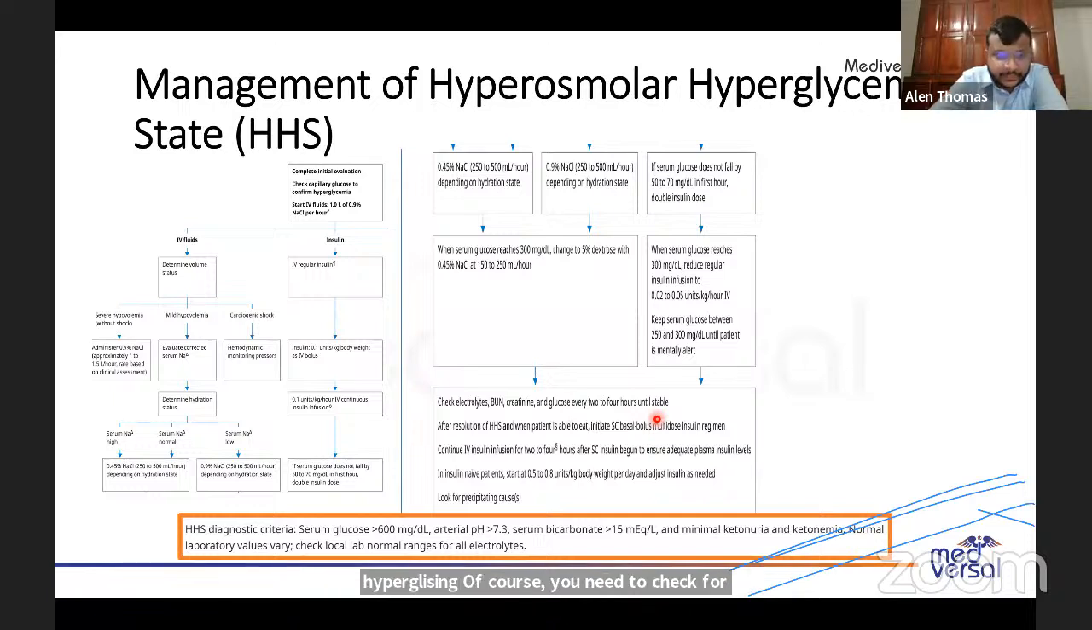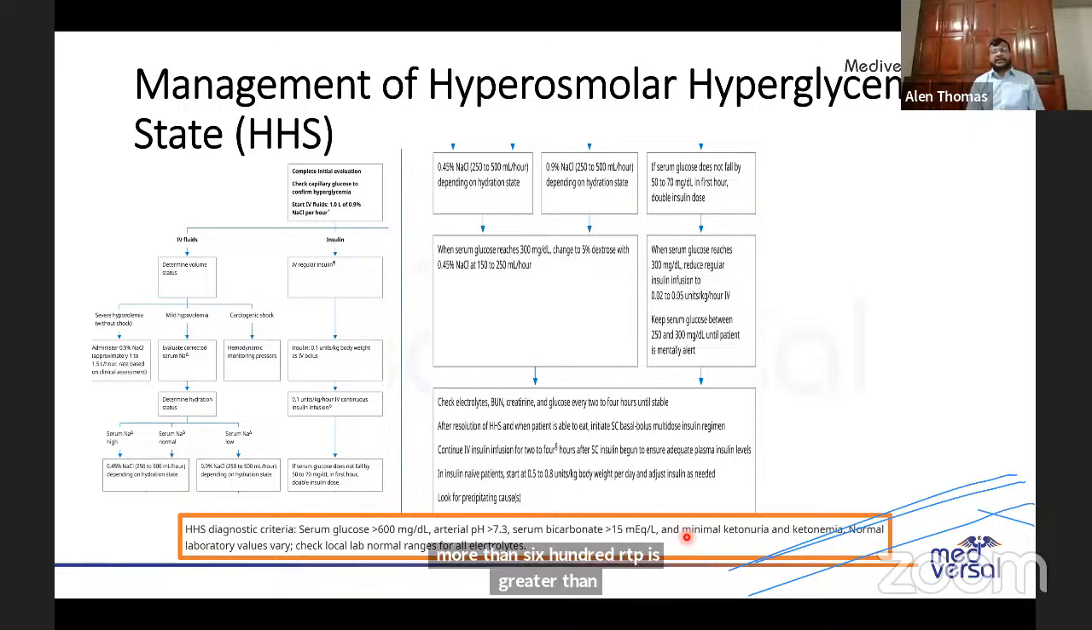Of course, you need to check electrolytes, BUN, creatinine, glucose every 2 to 4 hours until the patient is stable. Glucose levels more than 600, arterial pH greater than 7.3, serum bicarbonate more than 15. So the criteria are almost the opposite of DKA. Minimal ketonuria, and normal lab values may vary.